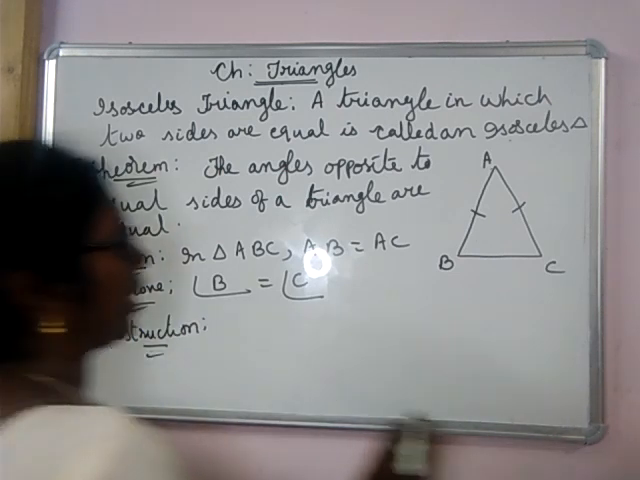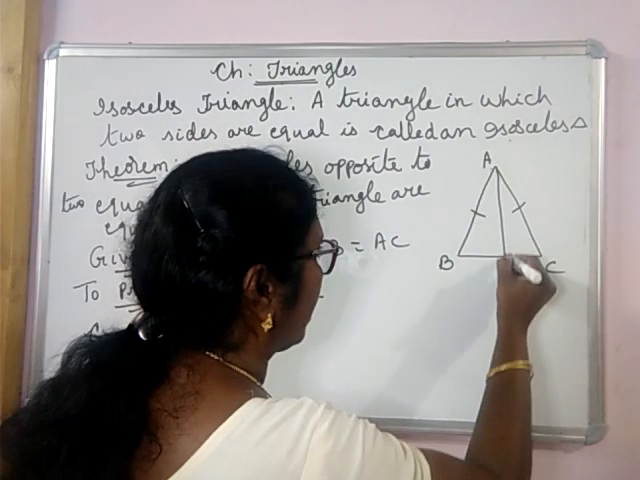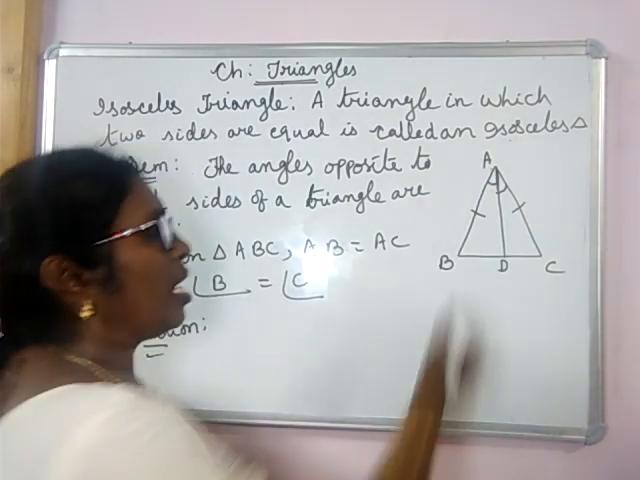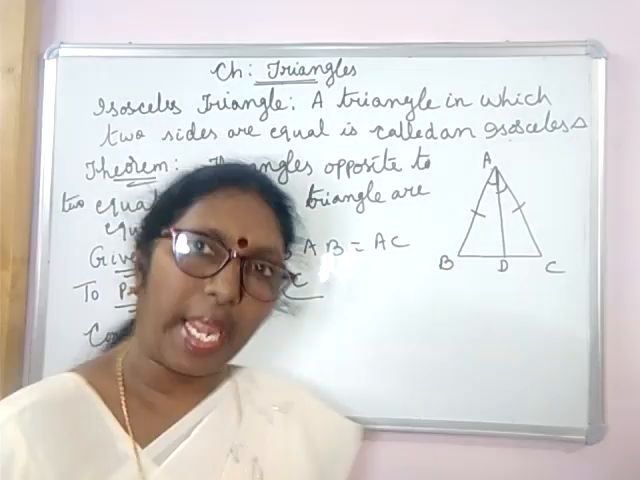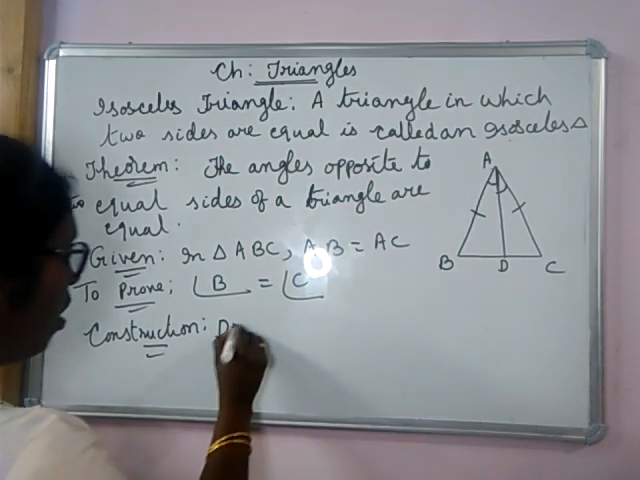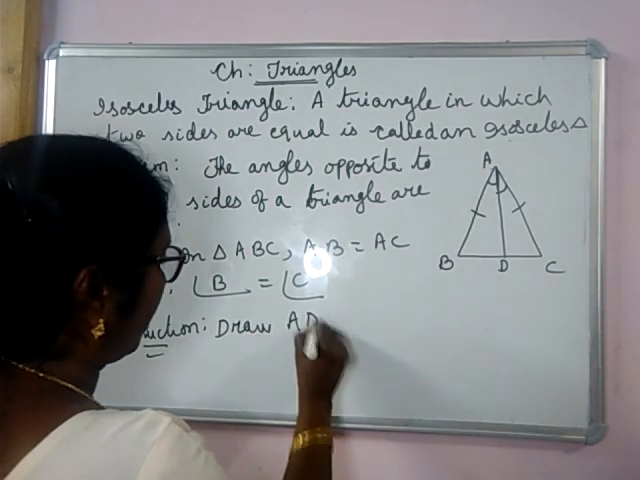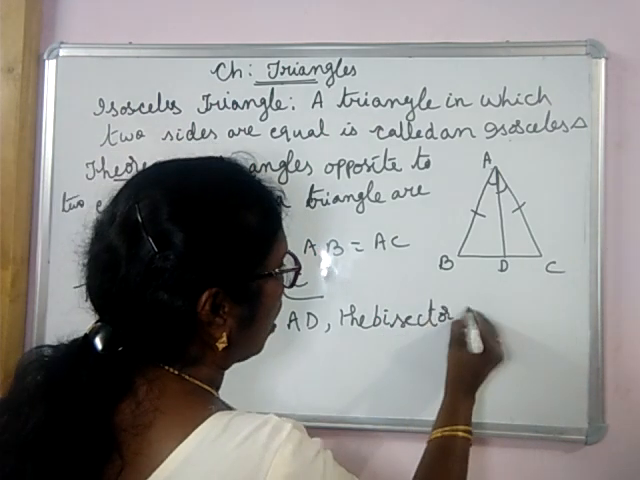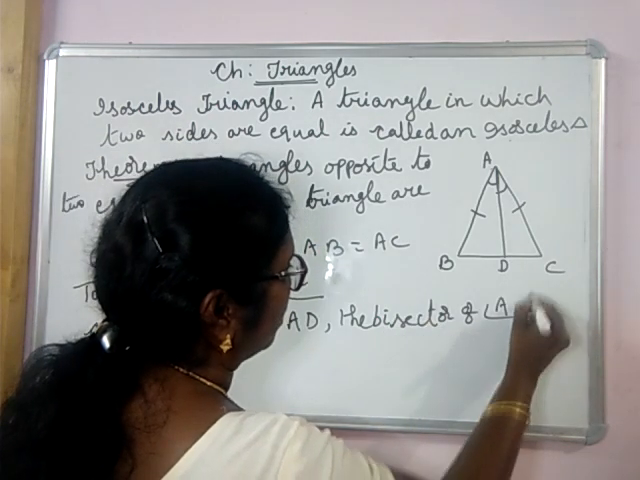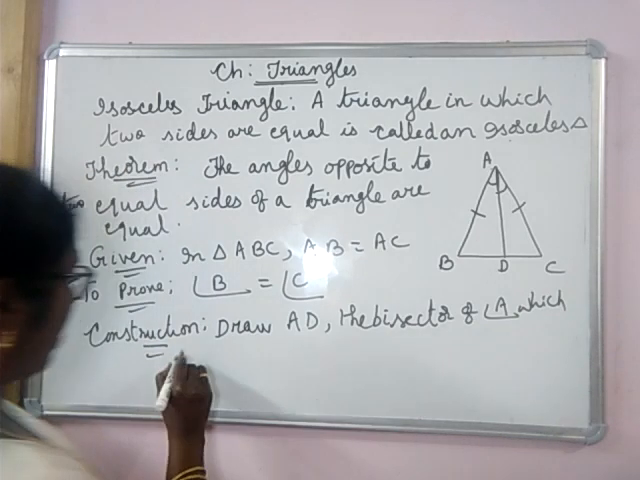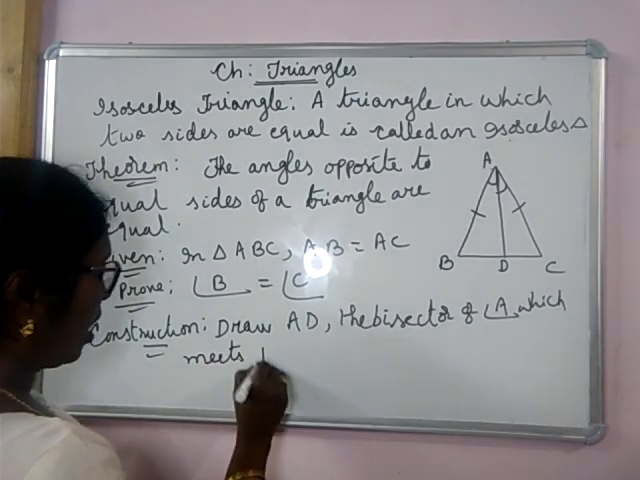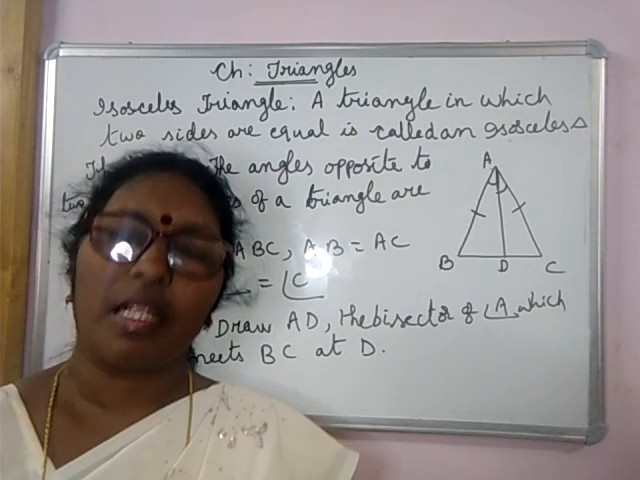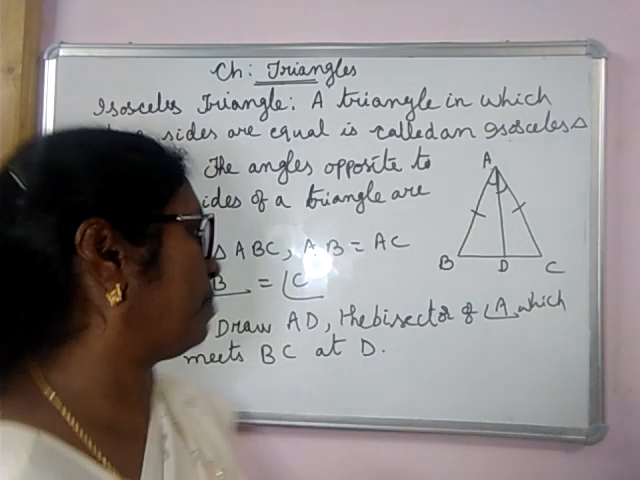What you have to construct is: draw AD, the bisector of angle A, which meets BC at D. Now the actual proof step comes.